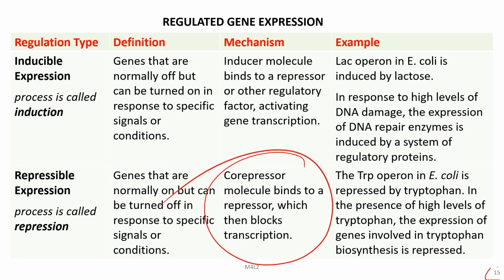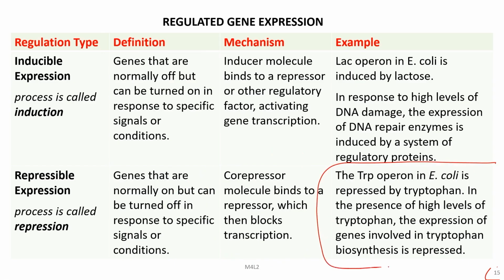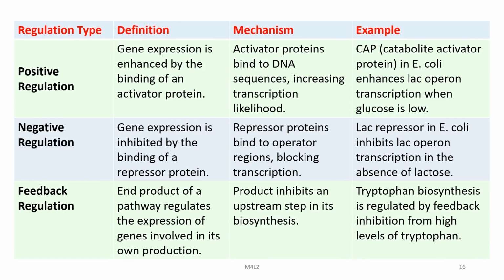Co-repressor molecules bind to a repressor, which then blocks transcription. The tryptophan operon in E. coli is repressed by tryptophan. In the presence of high levels of tryptophan, the expression of genes involved in tryptophan biosynthesis will be repressed.